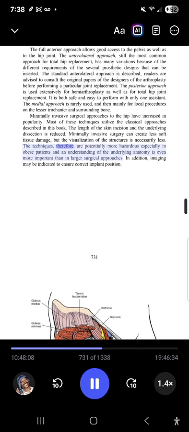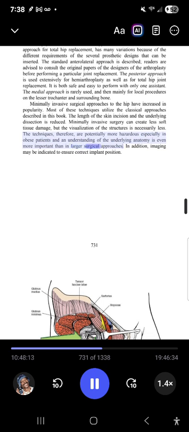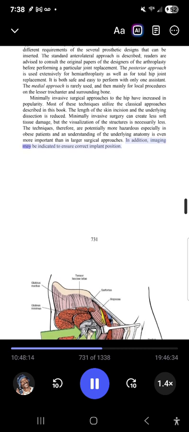The techniques, therefore, are potentially more hazardous, especially in obese patients, and an understanding of the underlying anatomy is even more important than in larger surgical approaches. In addition, imaging may be indicated to ensure correct implant position.